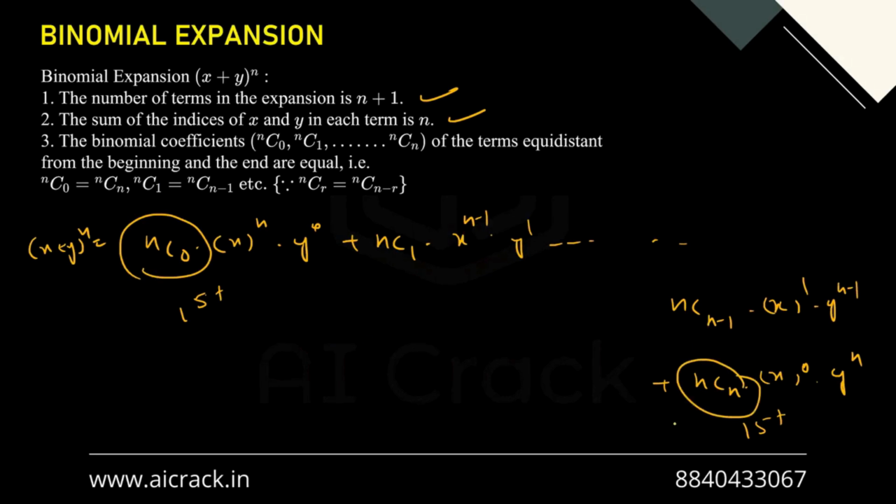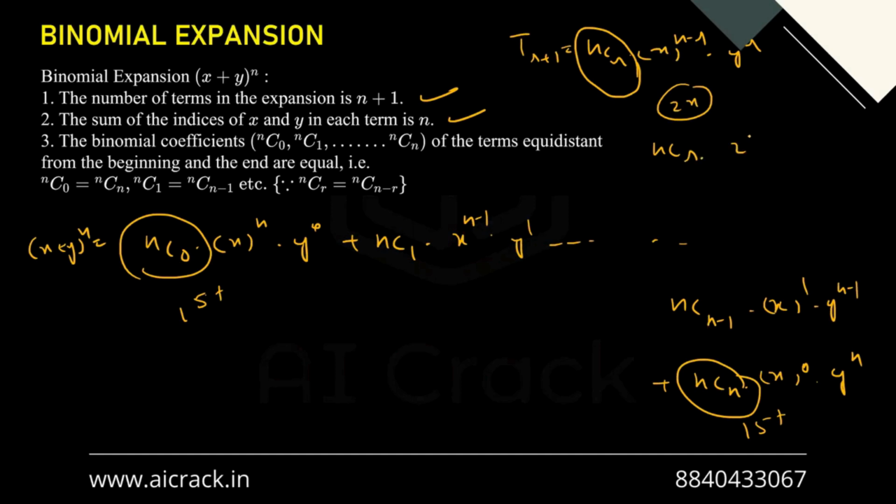Before defining these, I forgot to add one thing. Whenever we define a general term, T(r+1) equals nCr · x raised to power n − r · y raised to power r. So nCr is called the binomial coefficient, and you have to remember that. And if in place of x there is something like 2x, then when we open the powers we get nCr · 2 raised to power n − r. Then this entire term is called just the coefficient of the binomial expansion, while nCr is called the binomial coefficient.